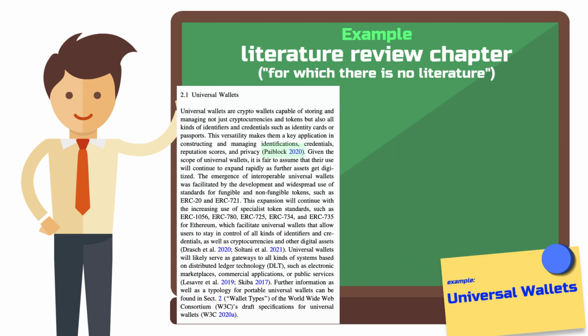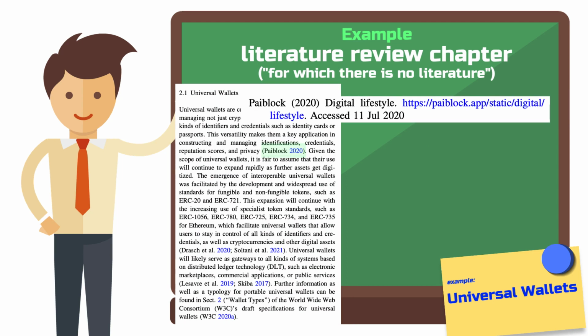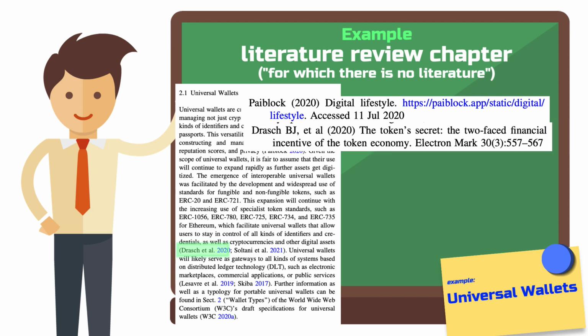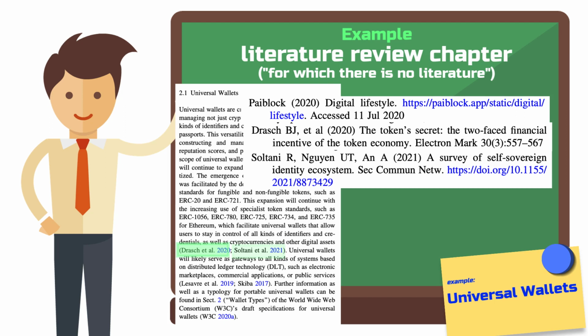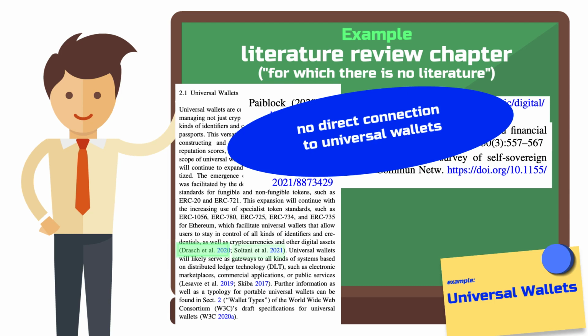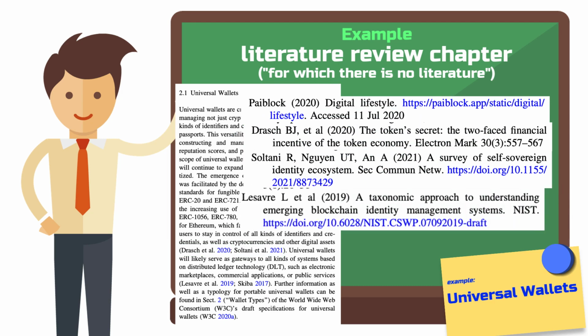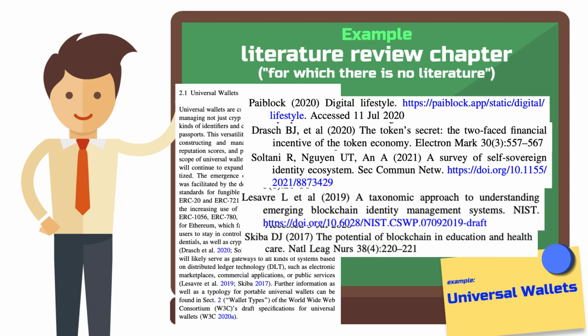The first reference they use is titled Digital Lifestyle. This source is somewhat more broadly related to the topic. Then the authors cite papers on the token economy and identity ecosystems. These two references are closer to universal wallets, but neither directly refers to it. Further references revolve around blockchain identity management systems and the potential of blockchain in education and healthcare. The last reference is a report from the World Wide Web Consortium on universal wallets. You can see here, when the academic literature is not yet extensive, reports from industry can also be helpful.